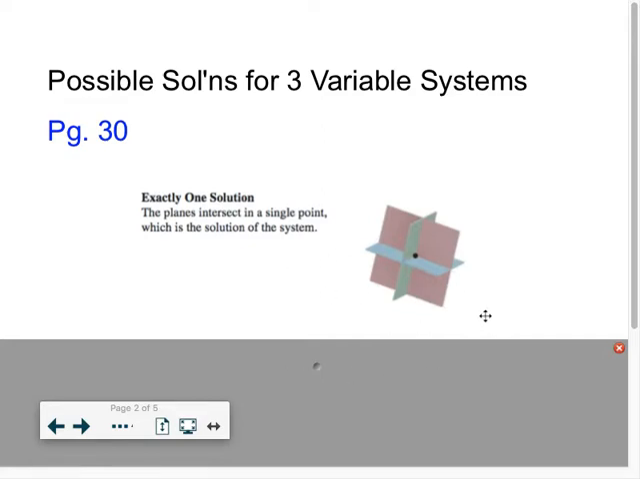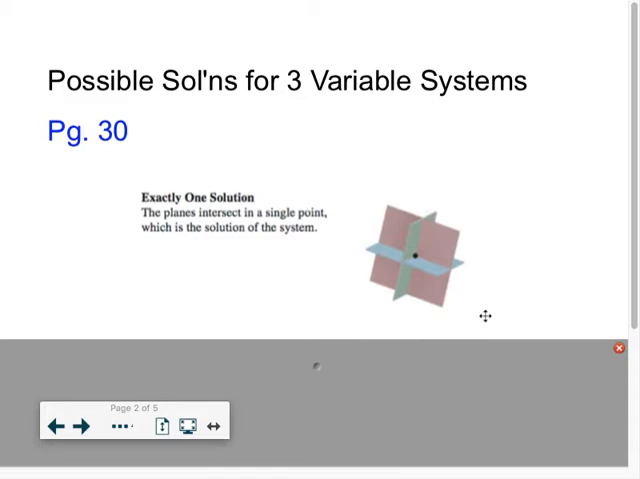But there are three different scenarios, and I would write down the three different scenarios. You don't have to write the description, but it is possible for a three variable solution to have exactly one solution. Okay, so I would write that down. Possible solutions, page 30, and then one of the possible solutions is exactly one solution. Okay. Now, exactly one solution is basically the types of answers that you were getting on your homework last night.